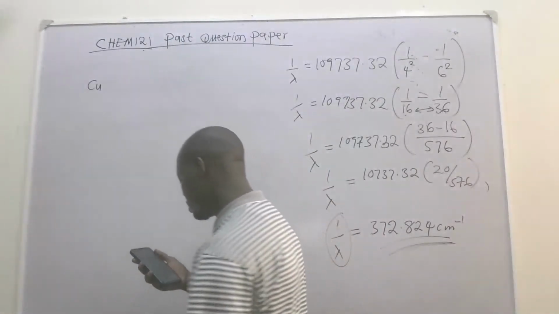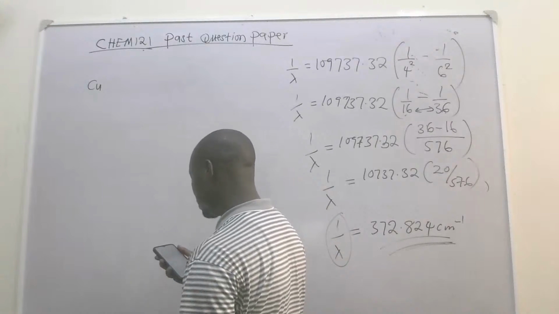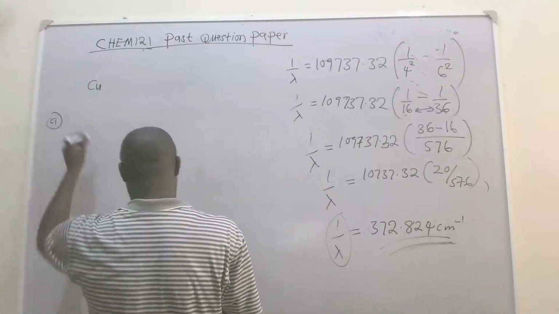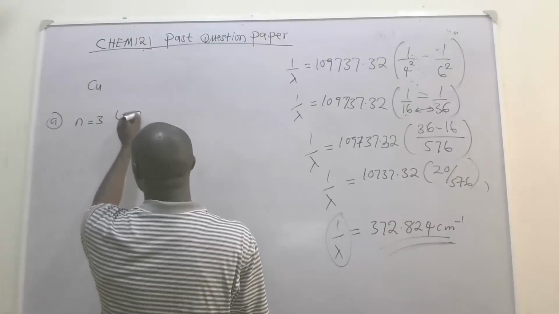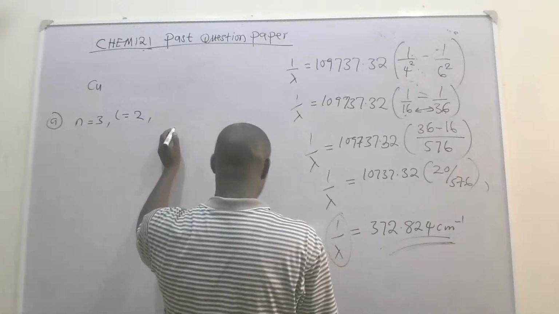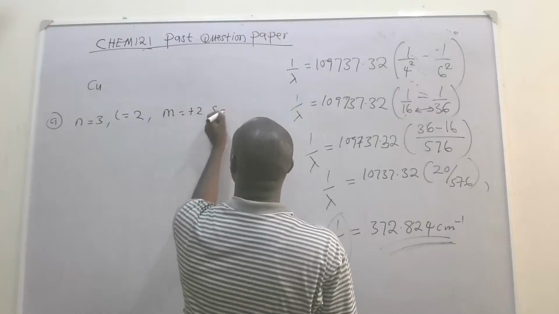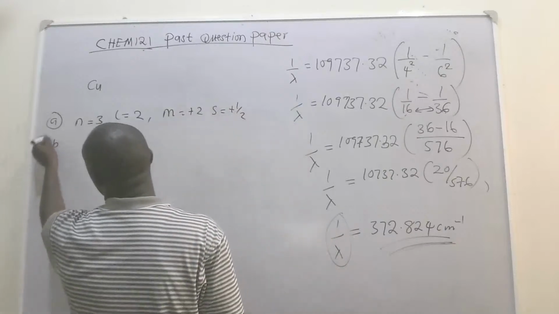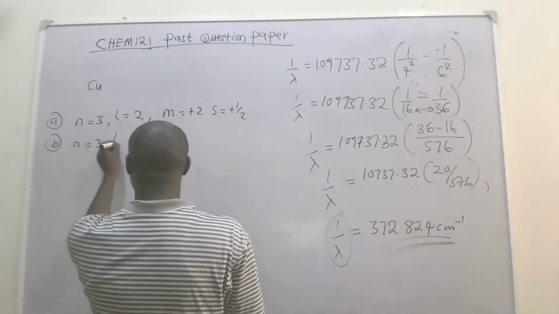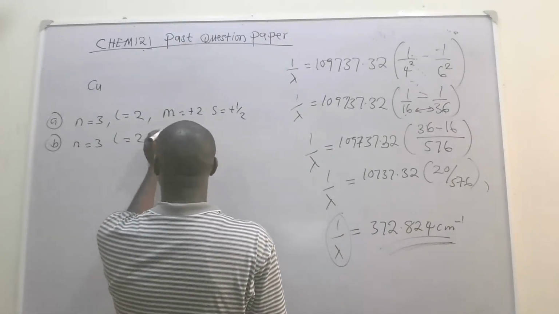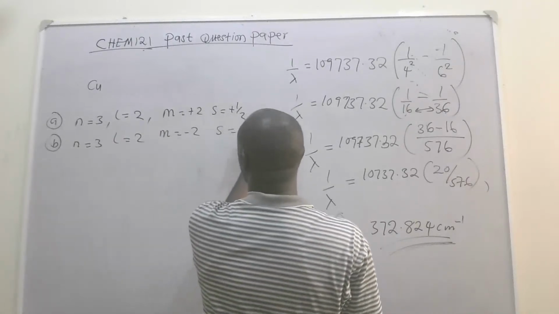So therefore, the question says the valence electrons of copper are described by the following quantum numbers. Option A is given as n equals 3, l equals 2, m equals plus 2, and s equals plus half. Then option B, we have n equals 3, l equals 2, m equals minus 2, and s equals minus half.